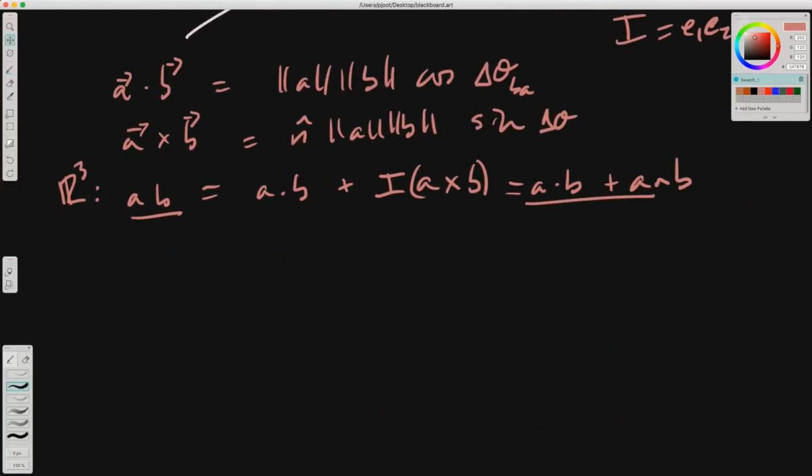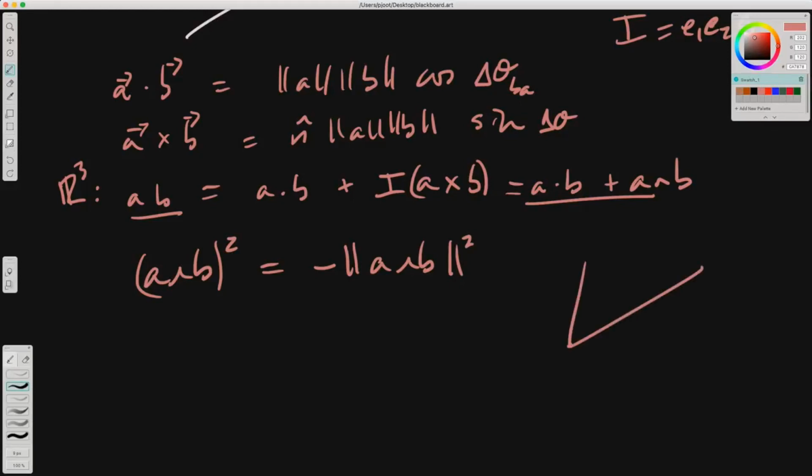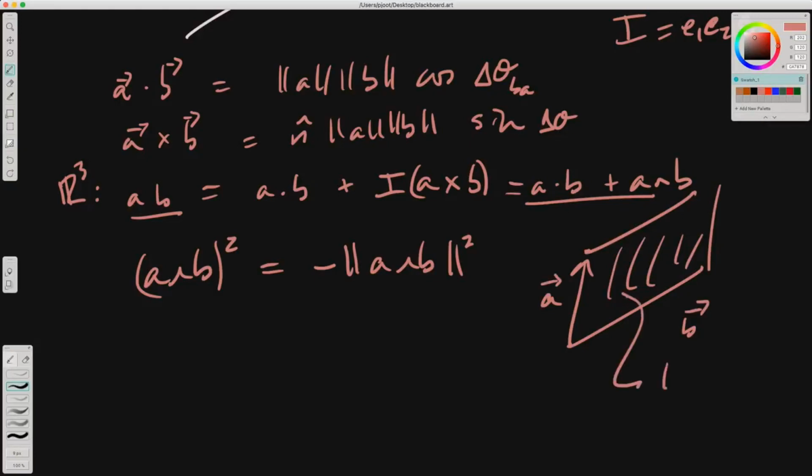So A wedge B squared is some number. Let's call it the magnitude of A wedge B. This magnitude happens to be the area of the parallelogram spanned by A and B. The area of the parallelogram is the negative square of the A wedge B.